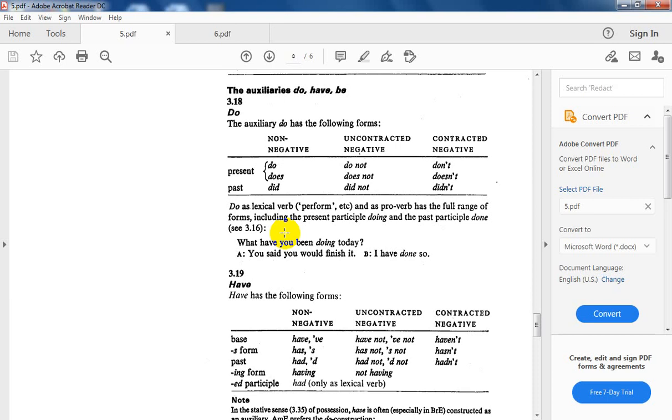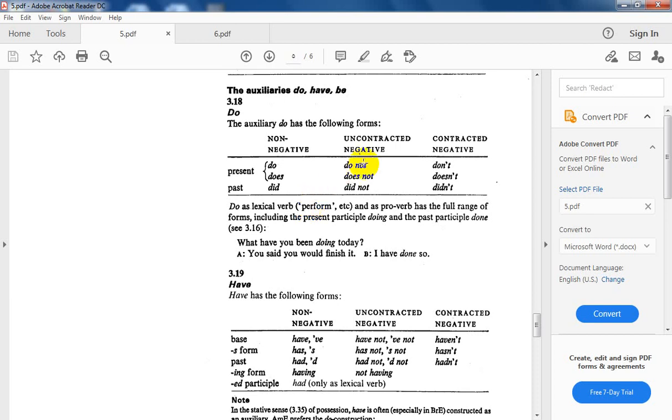Do is the present form, the base, and I have does as the VES or VS, sorry. Again, as usual, the five forms of the verb. If you remember the five forms: I have V, which is do; I have VS, does; I have VED1, which is did; I have VED2, done; and VING, which is doing.